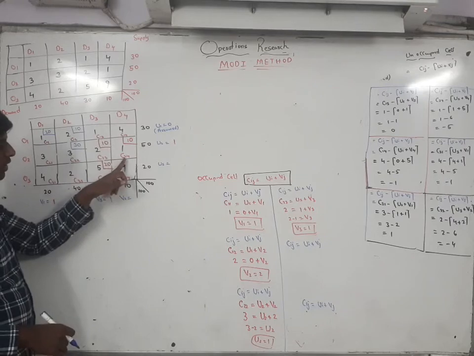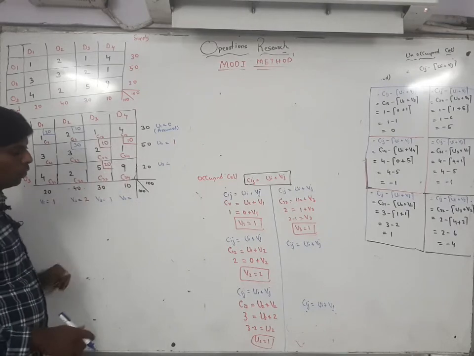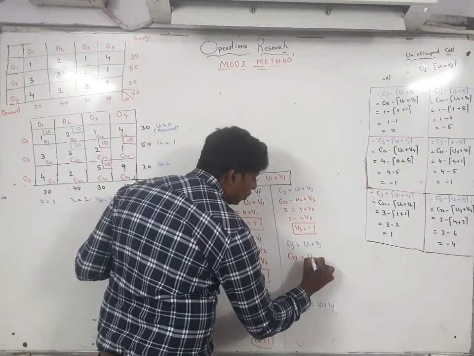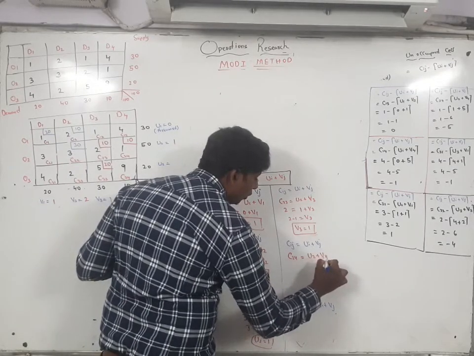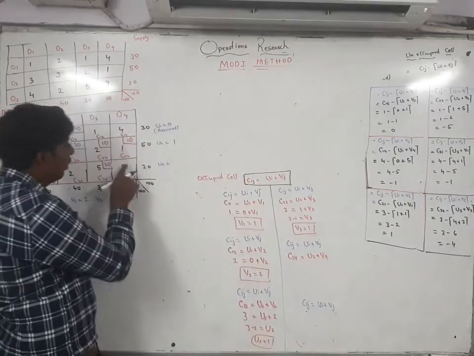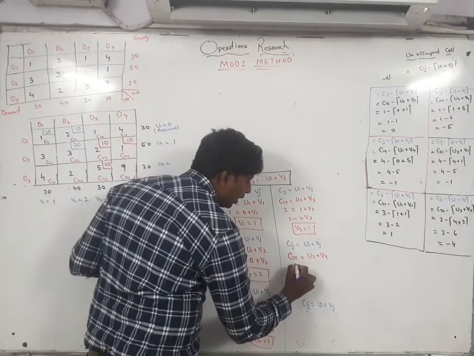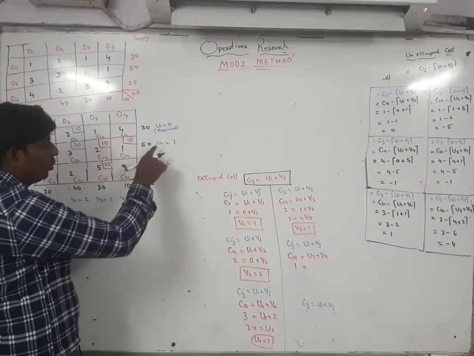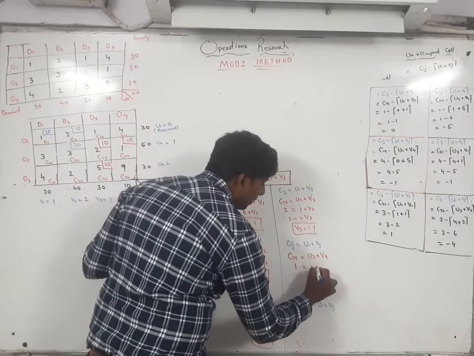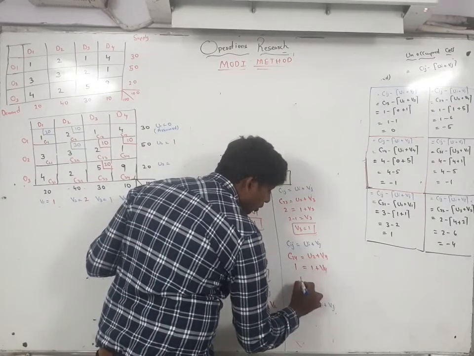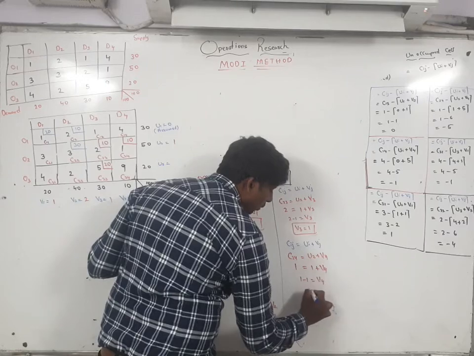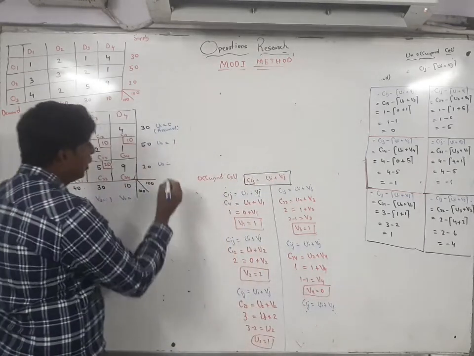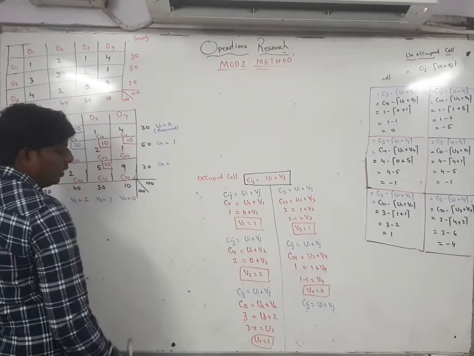Next one is this. What is the occupied cell name? C24. So I will write here C24, U2 and V4. C24, how much value is there? 1. So write here 1 is equal to U2 value. What is the U2 value? U2 value is 1 plus V4. So 1 minus 1 is equal to V4. V4 is 0. So write here V4 is 0.